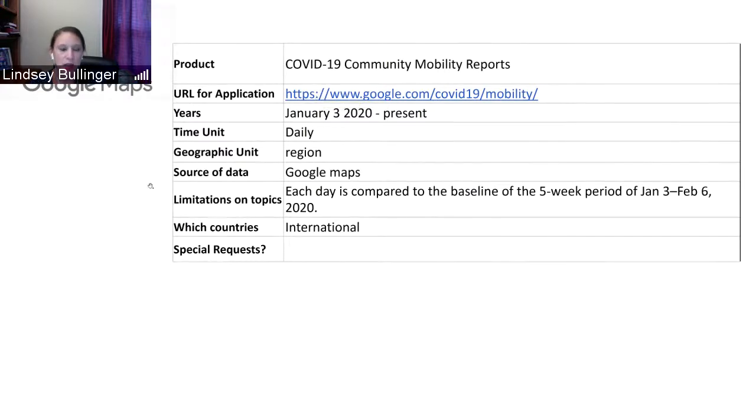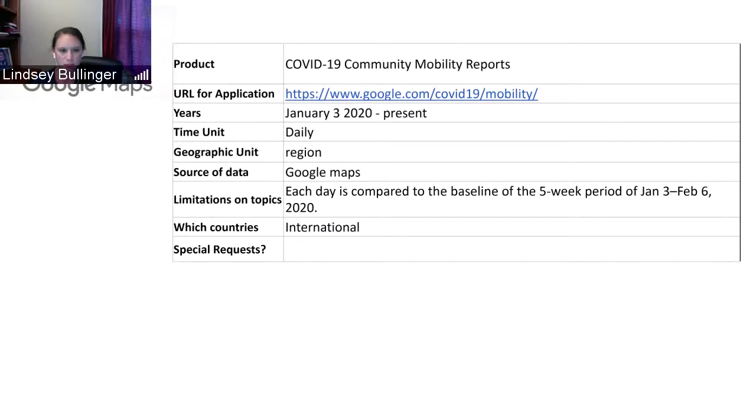Similarly, Google Maps has produced a COVID-19 mobility report, which can be found at this link right here. They have data from January 3rd, 2020 onward. And these data are also daily. These are measured daily at a region level, so for example, at a state level. And they're getting their data from Google Maps, the Google Maps app.